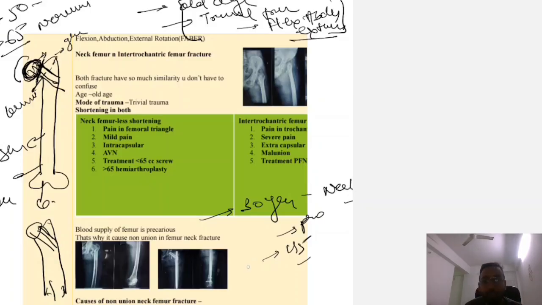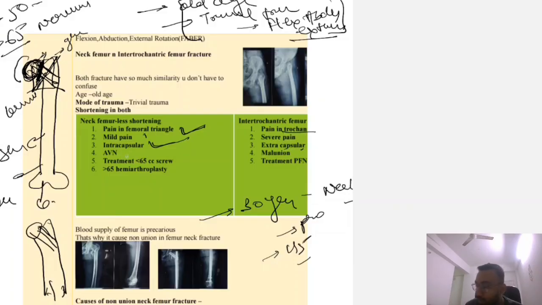Now, how will you make a difference between a neck femur fracture or intertrochanteric femur fracture? Pain in the femoral triangle you will find in neck femur fracture, because the fracture line is here, and above it is the femoral triangle. That's why pain in femoral triangle. And in case of intertrochanteric fracture, pain in the trochanteric region. And it is an intracapsular fracture because it is inside the capsule. So neck femur is intracapsular, and intertrochanteric is extracapsular fracture.